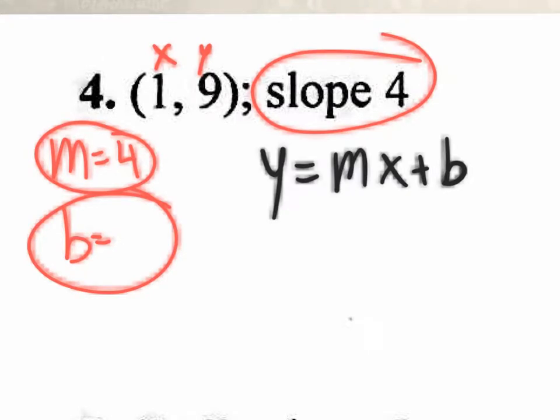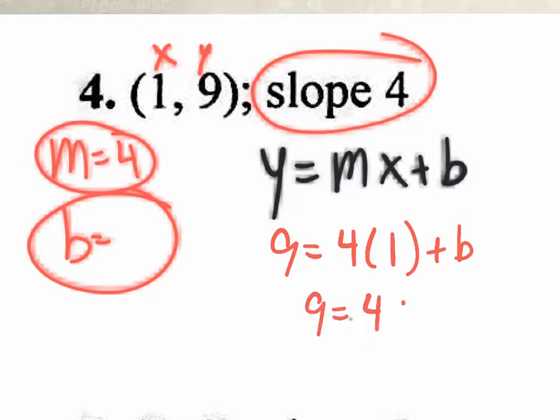This y, the y value of 9 is going to go right here. The x value of 1 is going to go over here, and the m value of 4 is going to go right here. So let's all plug it in. We're going to have 9 equals 4 times x plus b, and x is 1, so you have 9 equals 4 plus b. And to solve that, you subtract 4, so you have b equals 5.